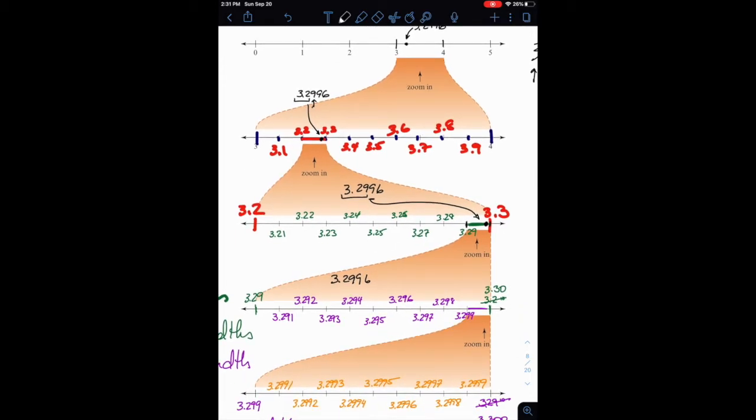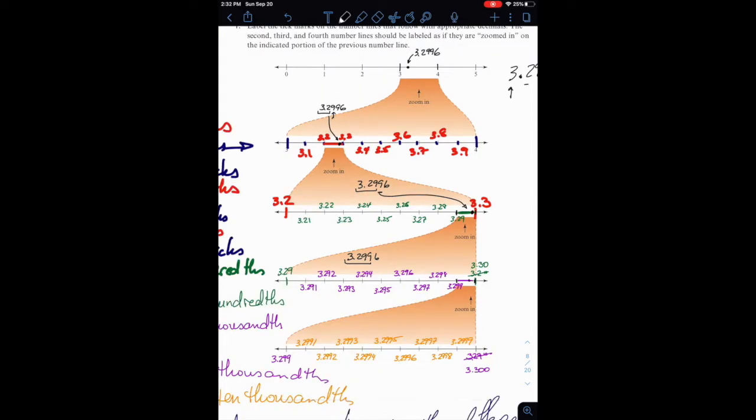Now 3.29, 3.30. So we would be at 3.299. So it'd be between here and here again. So we're at 6 ten-thousandths. So we would be just on that sideline, on the right of the middle. And now in the last example, we actually have a tick mark in that spot, because we zoomed in enough for that number to land on the tick mark.